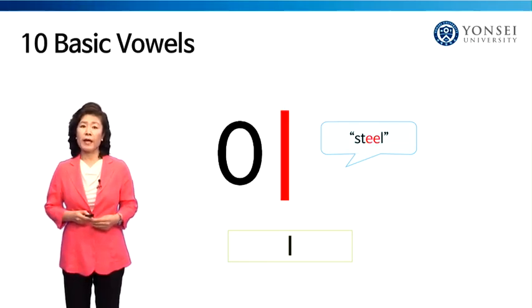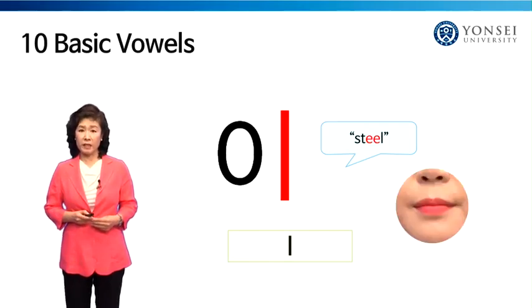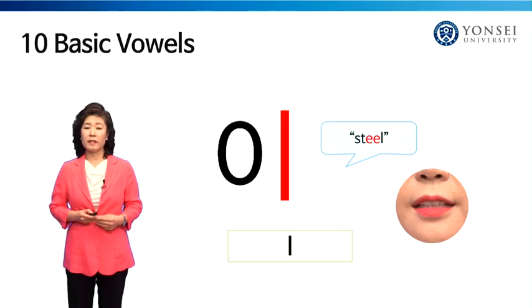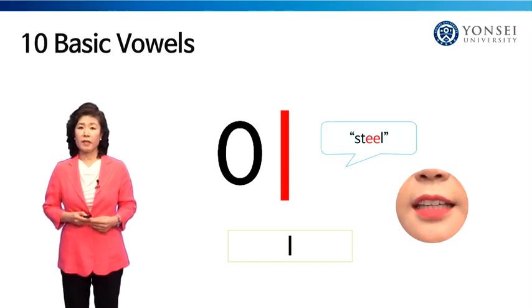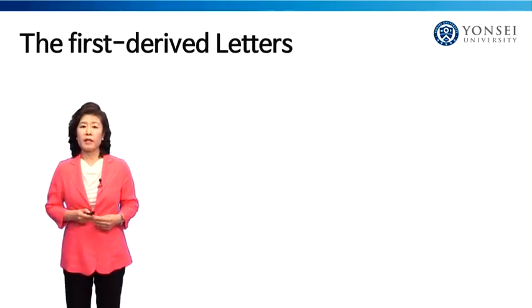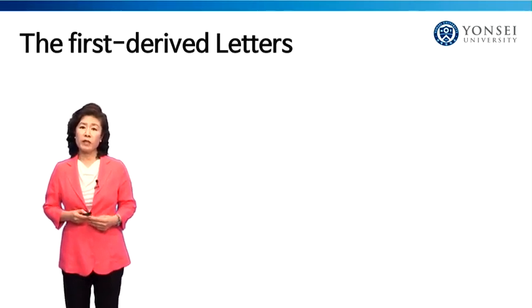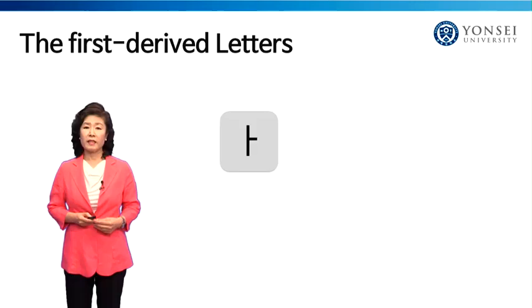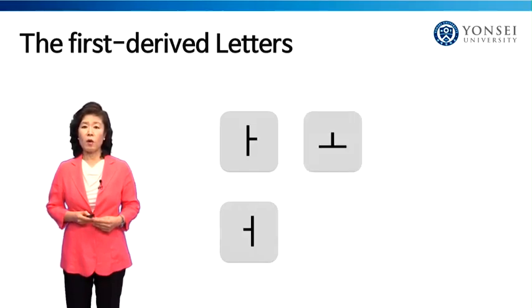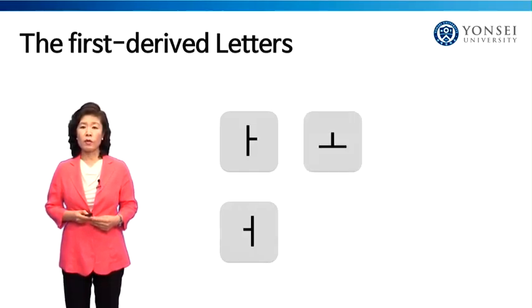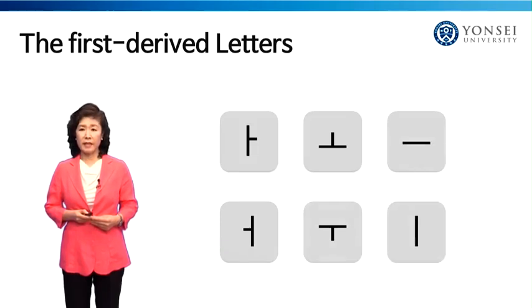E is the double E sound as in still. E. Then shall we try to pronounce them again? Ah. Aw. O. U. U. E.